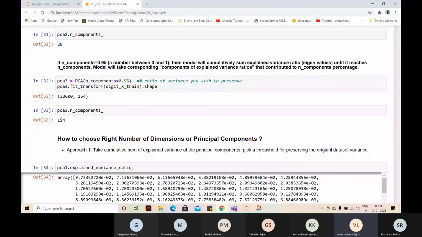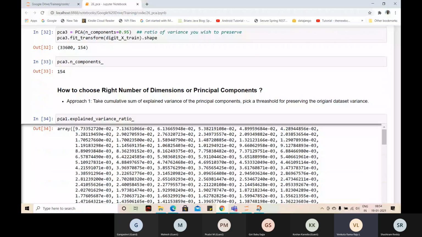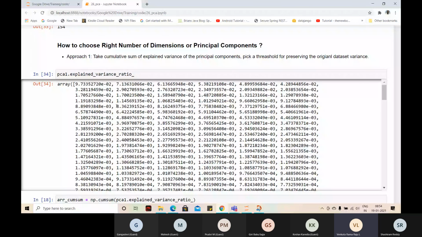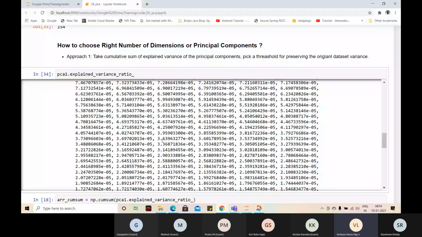See, I did this. All the explained variance ratios I tried to show here. It started with 0.097. Somewhere it becomes tiny, like E to the power of minus 6, E to the power of minus 7, E to the power of minus 34. Beyond this point, I think these are all close to 0. All the last principal components are close to 0.